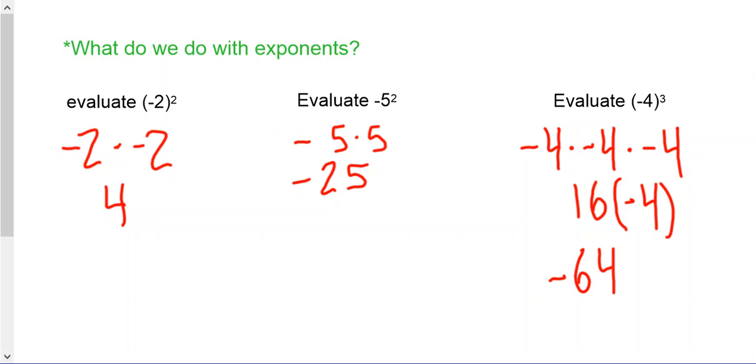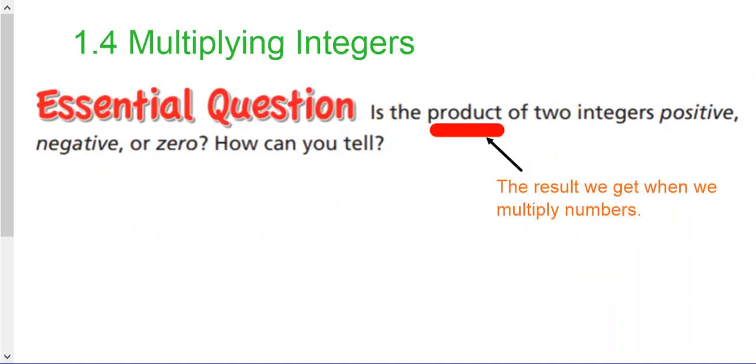Okay, hopefully this makes sense to you and you can understand the difference between when we multiply integers with 2 positive integers, 1 negative integer, or 2 negative integers, and the difference in the product. If we go back to our essential question, is the product of 2 integers positive, negative, or 0? How can you tell? Okay. Hopefully you can answer that question based on what you saw in this video, and you can find more information in lesson 1.4 in your online textbook.